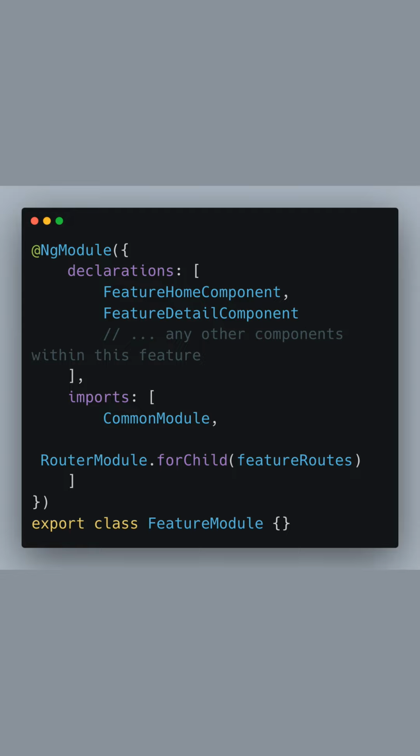Finally, let's revisit our feature module. We'll add the declarations of the components that are a part of this module, like FeatureHomeComponent and FeatureDetailComponent. It's also essential that any Angular built-in modules that our components rely on are imported, such as CommonModule. This module gives us access to common directives like ngIf and ngFor. Once those are in place, we have a fully operational feature module that's ready to be loaded lazily by the Angular app.